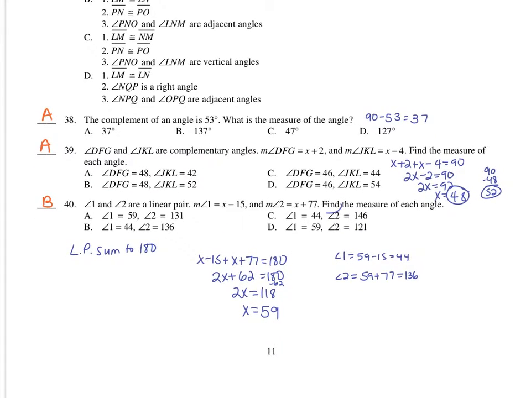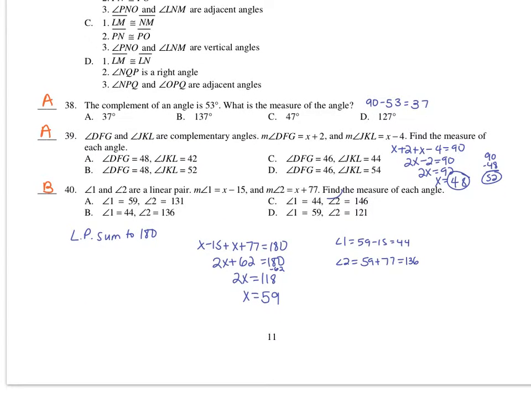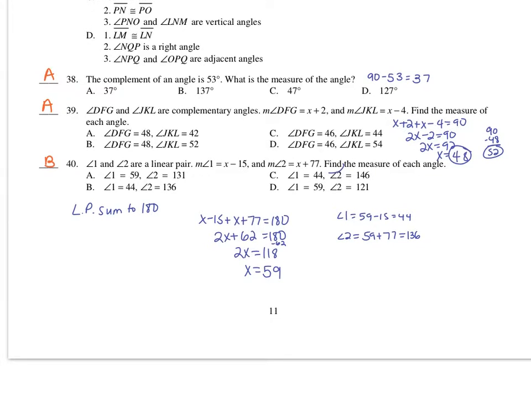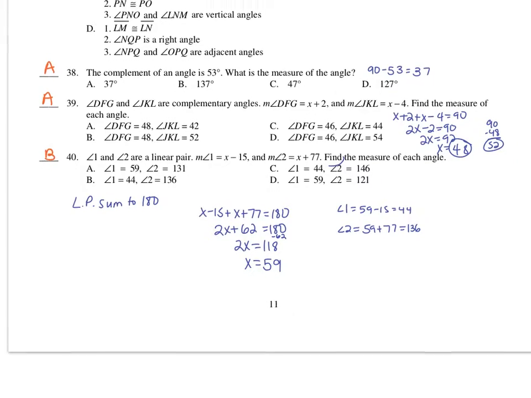38, complement of an angle is 53. What's the measure? So you got to subtract it from 90, and you'd get 37. 39, these two are complementary angles, so I add them together and I set them equal to 90, and you get x is 48. Plug it back in. One angle is 48, and the other one's 42, because you have to plug it back in.